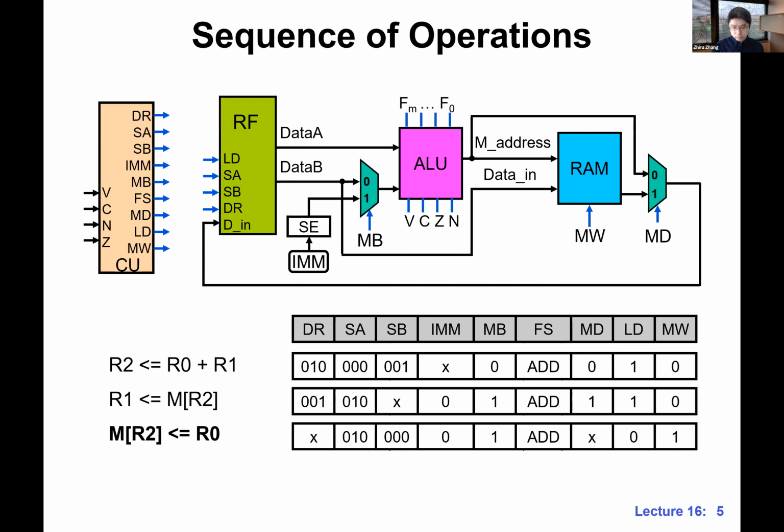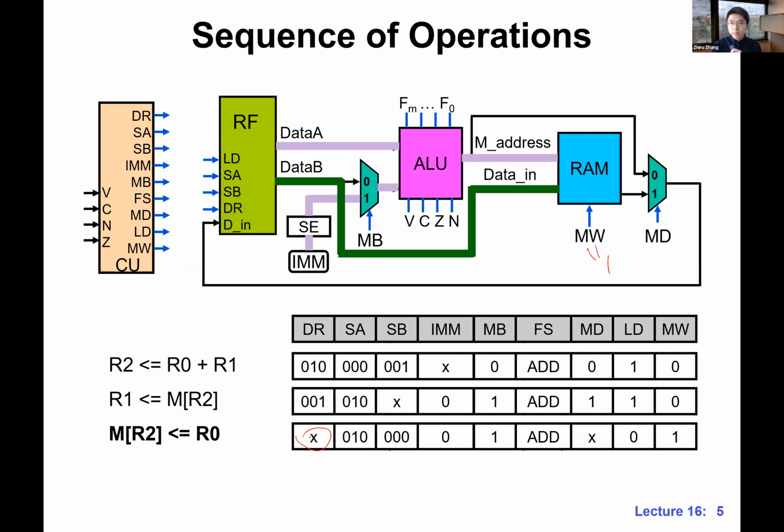One thing you need to pay attention to is that for store, we have something called MW. MW is the memory write enable. If it's 1, then we are writing to the memory. So that's where MW is 1. Also, we don't really care about the write back path here, because we are writing to the main memory. So this path is not really useful. This is where MD is a don't care. Over here, MD is a don't care, and DR is also a don't care.